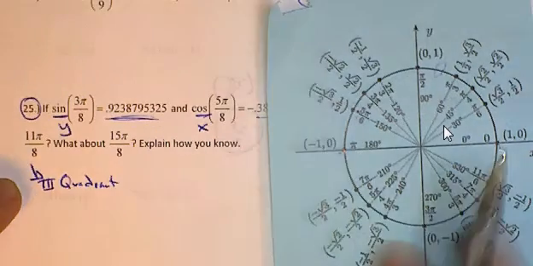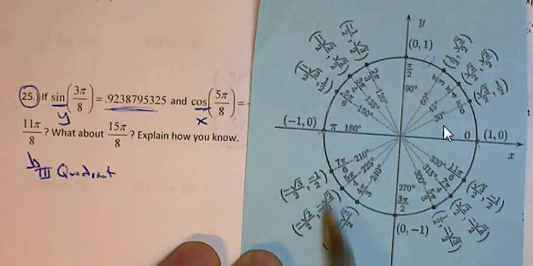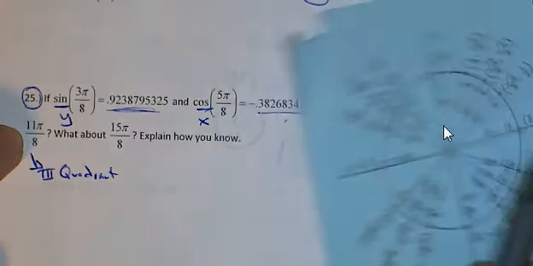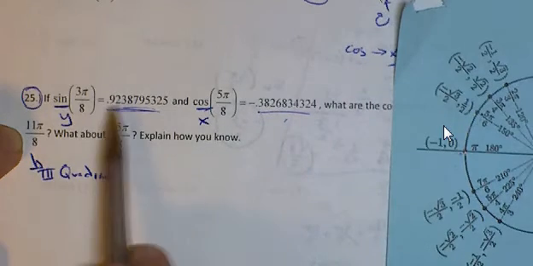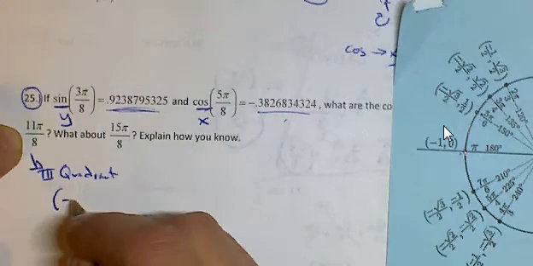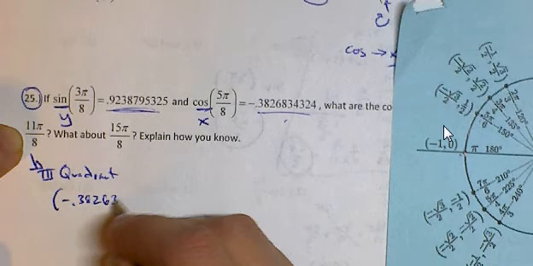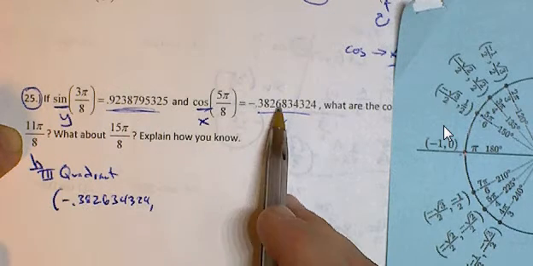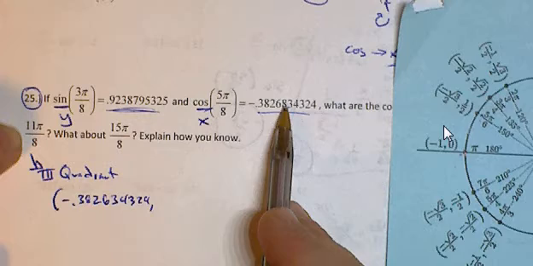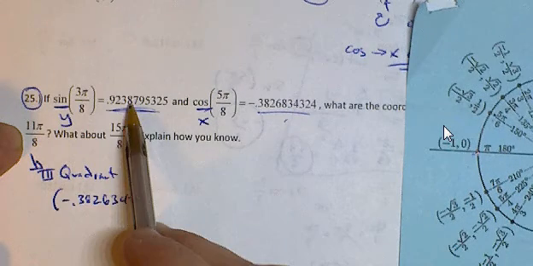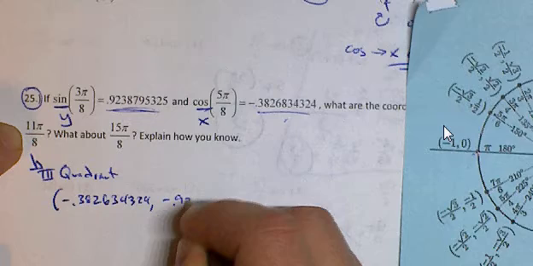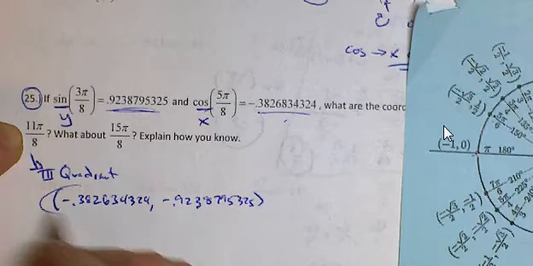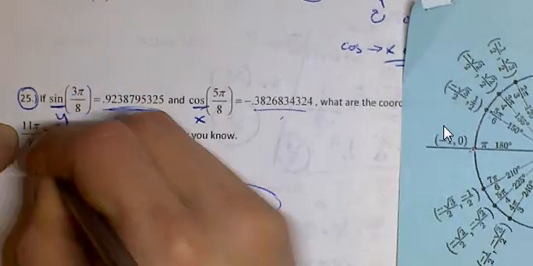What I know about the signs of my x and y coordinates in the third quadrant is that they're both going to be negative. So at 11 pi over 8, the variant of this ordered pair is going to be the negative of the x value and the negative of the y value. So it's going to be negative 0.382634324, the negative of the x value, the same as what this cosine value was, and then the negative of the y value, so negative 0.9238795325. So this is the ordered pair of 11 pi over 8.